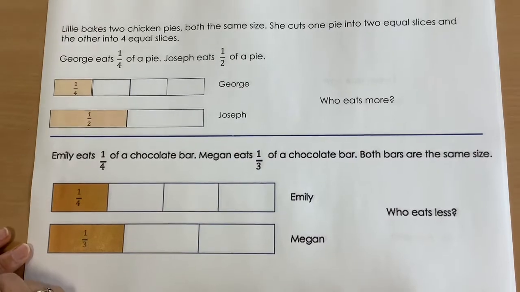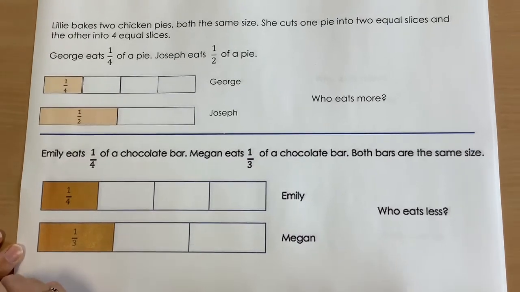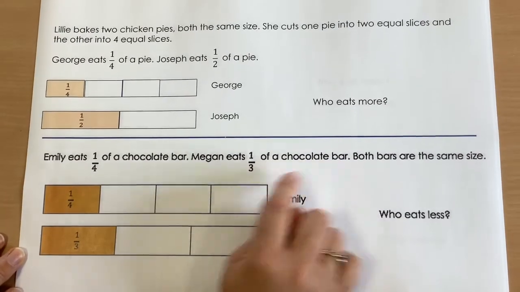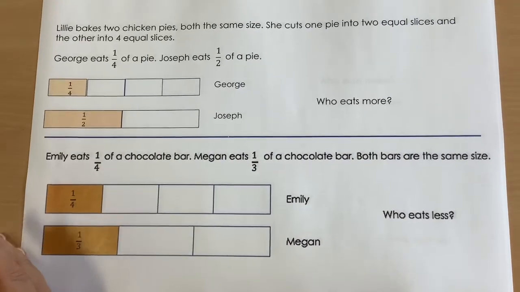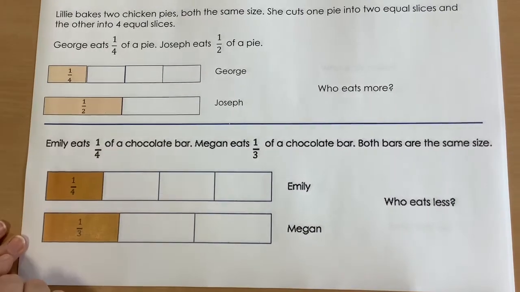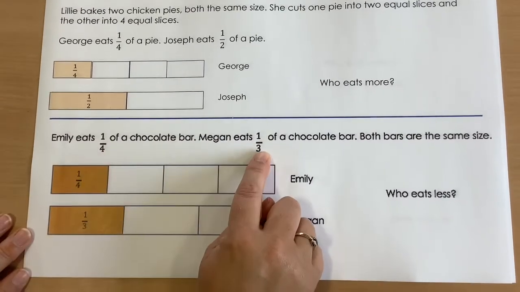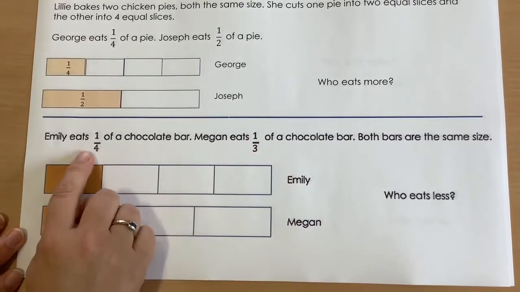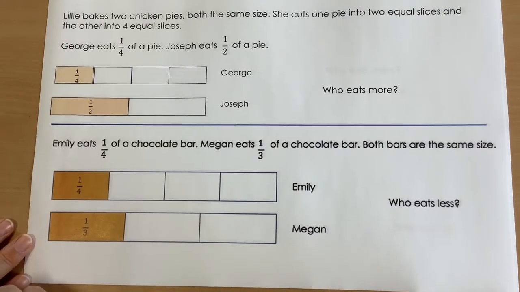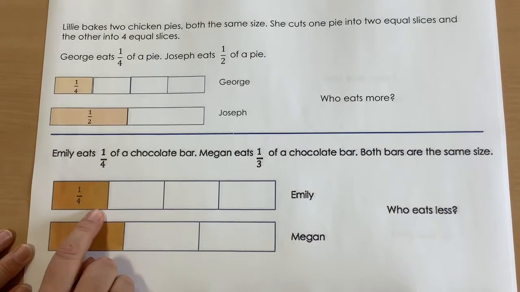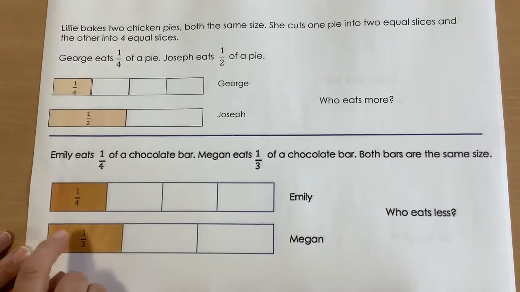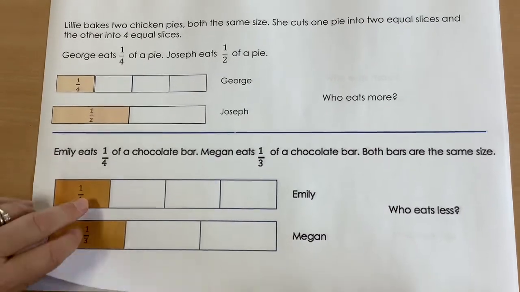The way I remember something like this is I would say, well, would you rather share a chocolate bar with 3 people or 4 people? Who's going to get more if there are 3 of you or 4 of you? And that's a good way to help you remember that having 1/3 is actually better than having 1/4 if you like chocolate. So in this question, who eats less? We can see that the 1/4 is less than the 1/3, so Emily eats less.